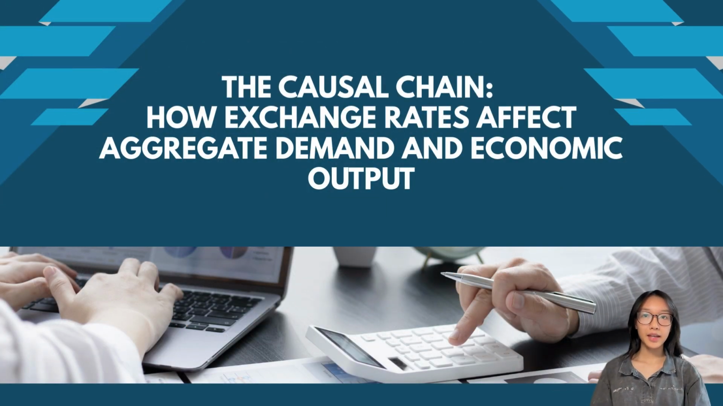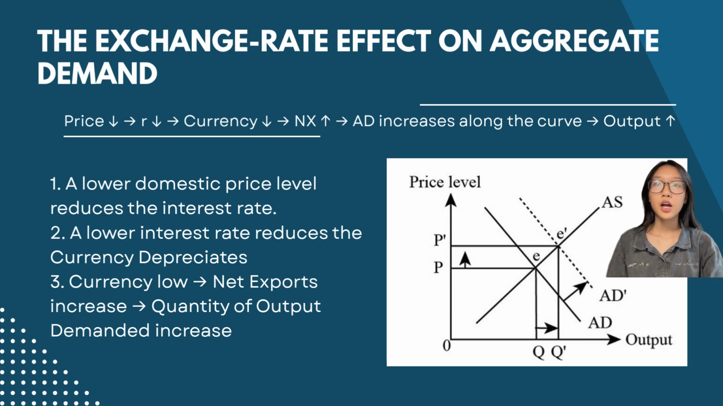Hi, my name is Han. Next, I'll talk about the causal chain, how exchange rates affect aggregate demand and economic output. To explain how exchange rates affect aggregate demand, there are three steps. First, a lower domestic price level will reduce the interest rate. Second, a lower interest rate will make the currency depreciate. And third, when the currency is low, net exports will increase, and therefore the quantity of output demanded will increase.